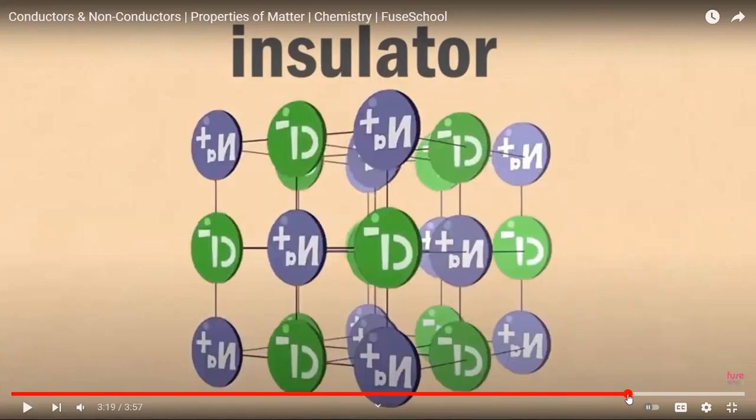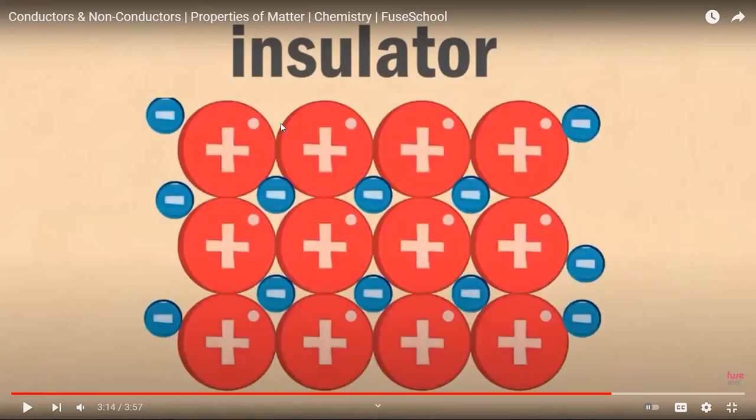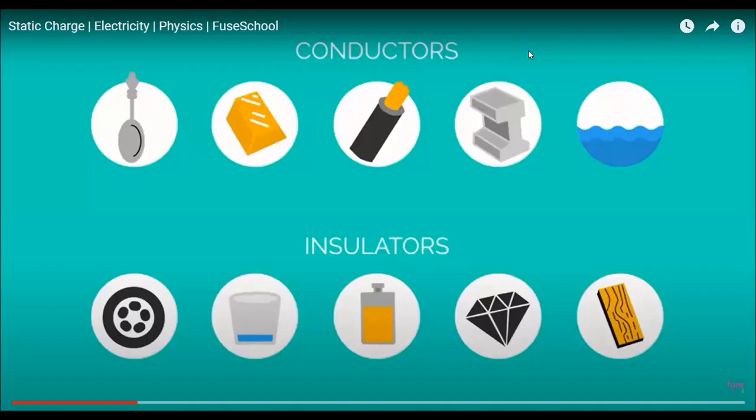As you can see here, there is no room for the electrons to flow between the positive parts. And here you can see some examples of conductors and insulators.